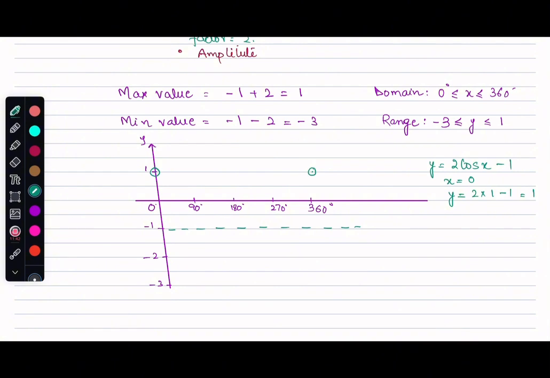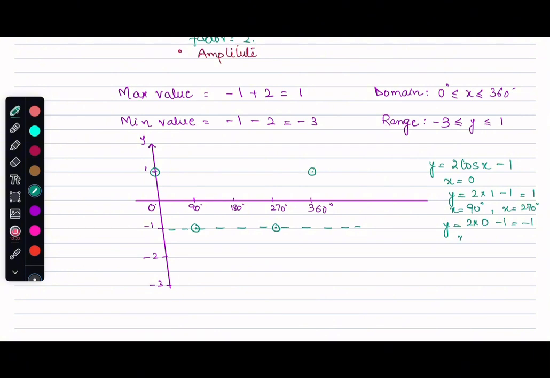Now let's check for 90 degrees. When x equals 90 degrees, cos of 90 equals 0. So if cos of 90 equals 0, this becomes 2 times 0, minus 1, and my answer will be negative 1. Meaning at 90 degrees, the y value is going to be negative 1. The same is going to be for 270 degrees, because for x equals 270 degrees, cos of 270 degrees is also 0 and the y value will be negative 1.